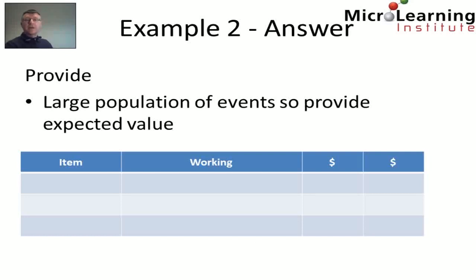Now in this instance, because we have a large population of events, remember we have 12,000 events, we provide for the weighted average expected value. So this means we must do a short working. So again, in terms of the repair, we've sold 12,000 items, 5% of them are likely to fail, and 1/3 of those can be repaired at a cost of $50. So the repair cost is $10,000.